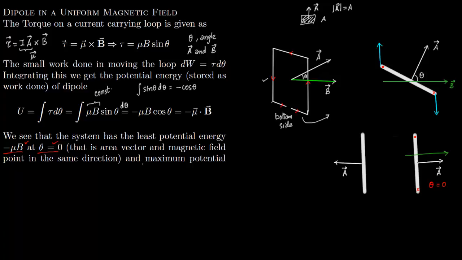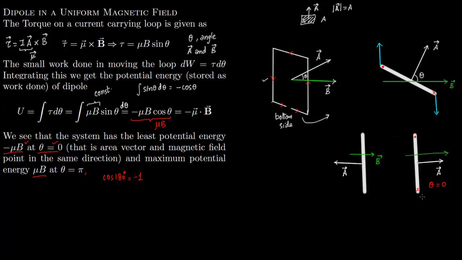Now the maximum potential energy is at theta equals pi radians or 180 degrees. At theta equals pi radians, cos of 180 degrees, or cos of pi, is minus 1. So this becomes mu times B, which we have written right here. So this is when the area vector points in the direction opposite to the magnetic field.